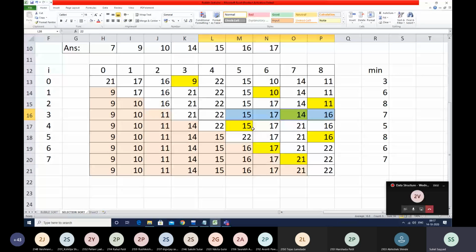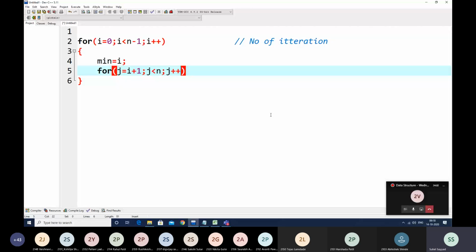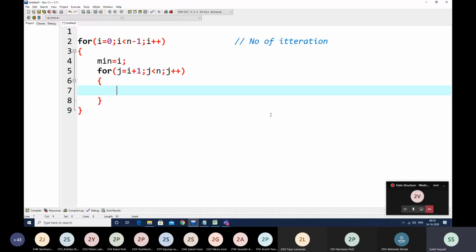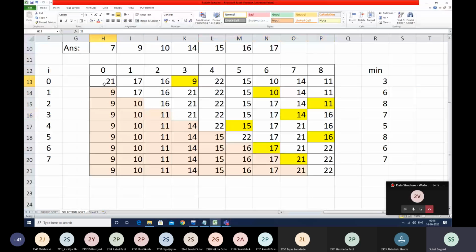Are you getting this? So the loop of j will be: for j equal to i plus 1, j less than n, j plus plus, because every time it should go till 8. Then what do we do inside? We check whether 17 is less than 21, right?